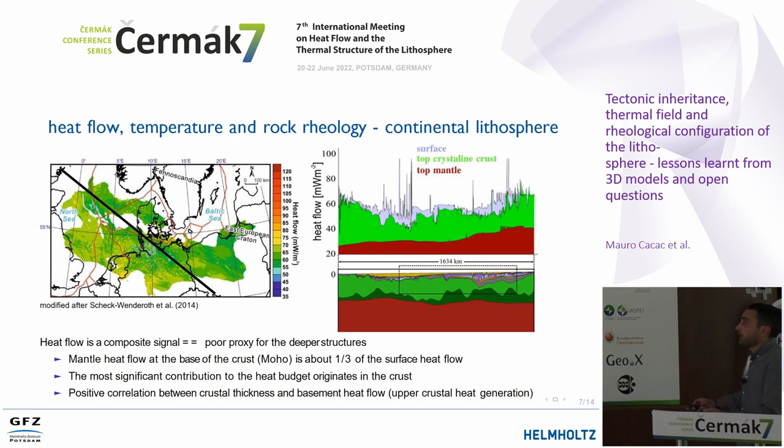And if you look at the details here, you realize that the mantle heat flow sums up to about one third of the total surface heat flow that we have. And the most significant contribution comes from the crust. And that correlates with the thickness of the crust, but also with the basement, and also with the upper crustal heat generation. That's something that heat flow as a measurement does not take into account, and that was the same conclusion of this paper that we arrived at.